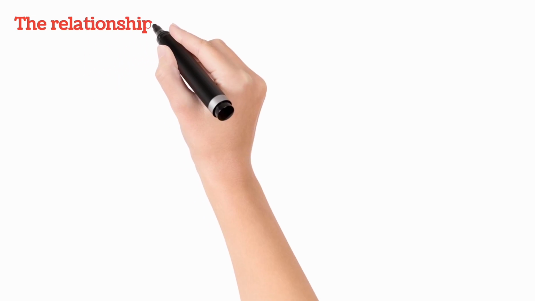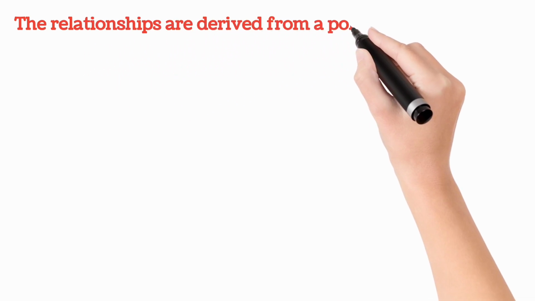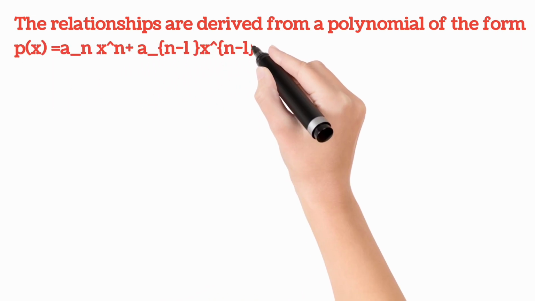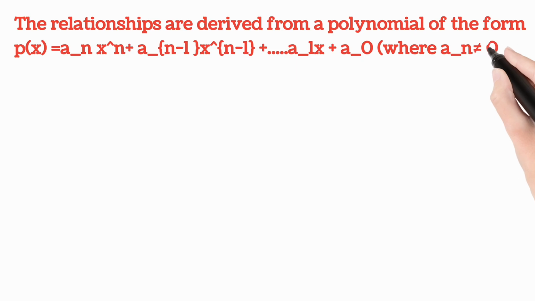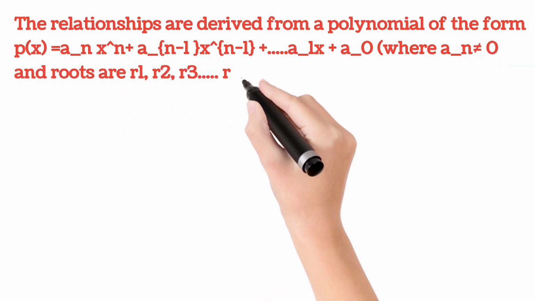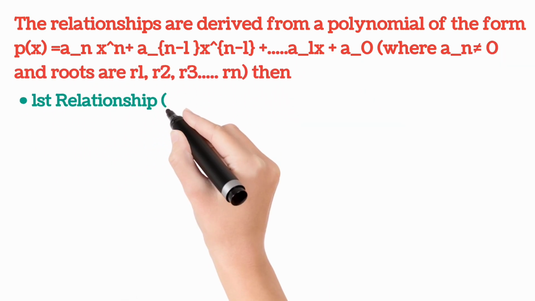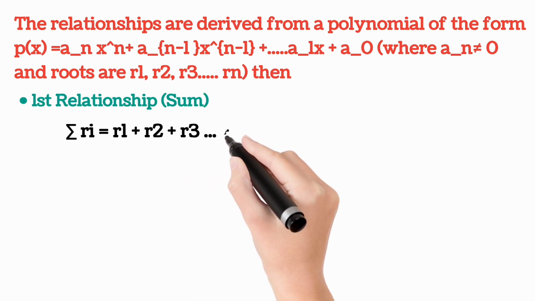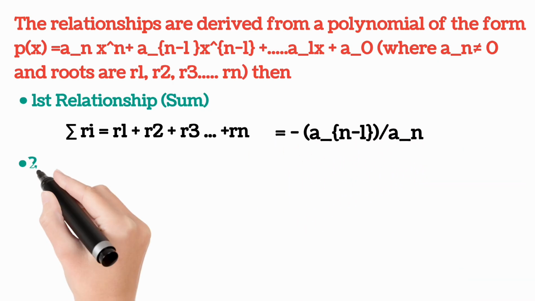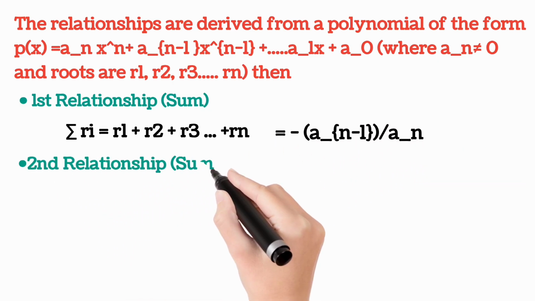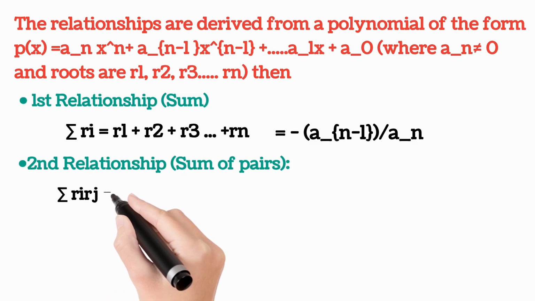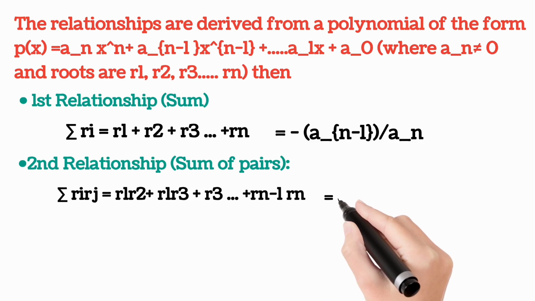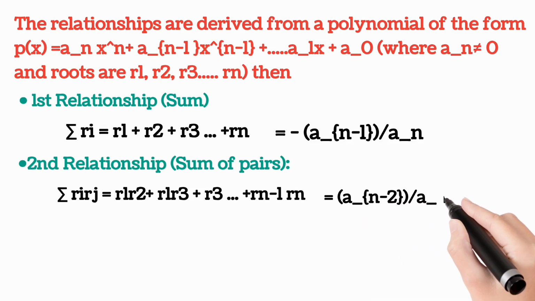The relationships are derived from a polynomial of the form p(x) equal to an x to the power n plus an minus 1 x to the power n minus 1 plus and so on up to a1 x plus a naught, where an is not equal to 0 and the roots are r1, r2, r3, up to rn. Then the first relationship, summation of ri, that is r1 plus r2 plus r3 up to rn, is equal to minus an minus 1 divided by an. Second relationship, sum of pairs, summation of ri rj, that is r1 r2 plus r1 r3 plus and so on up to rn minus 1 rn, is equal to an minus 2 divided by an.